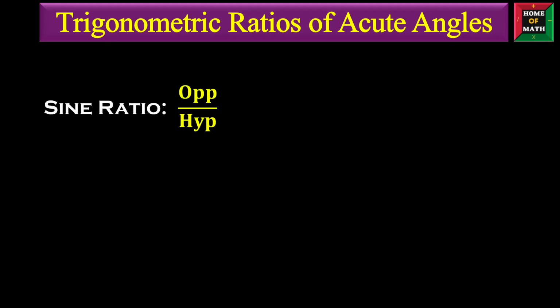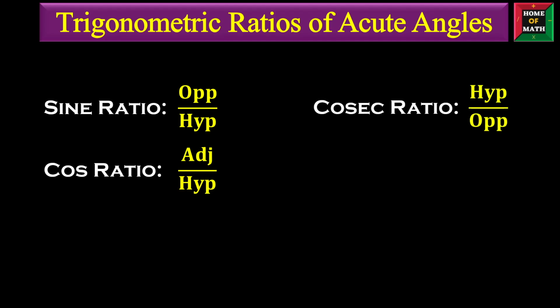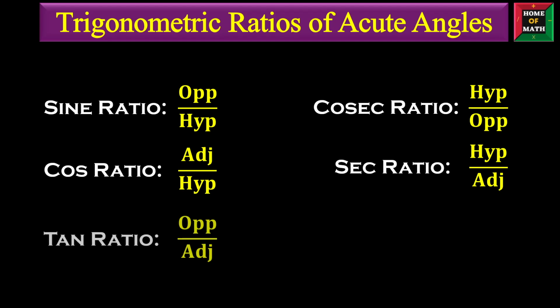Now we know we have 6 ratios. Sine is opposite divided by hypotenuse. Cos is adjacent divided by hypotenuse. Cosec is the opposite of sine. It means hypotenuse divided by opposite. Sec is the opposite of cos. It means hypotenuse divided by adjacent. Tan is opposite divided by adjacent. Cot is the opposite of tan, which is adjacent divided by opposite.